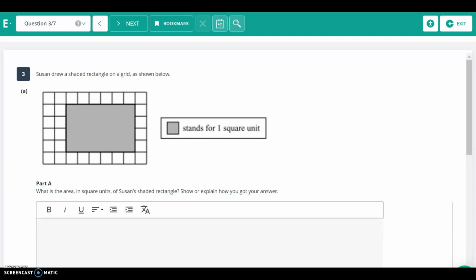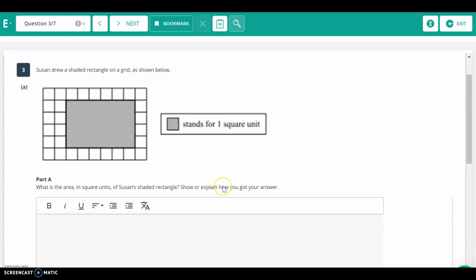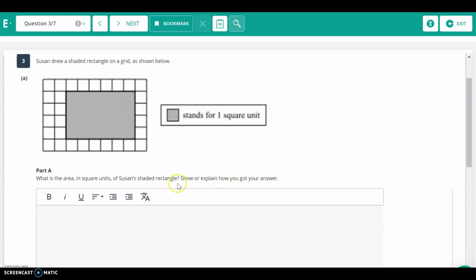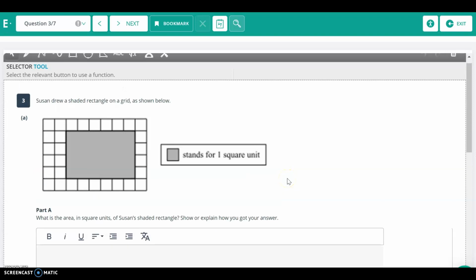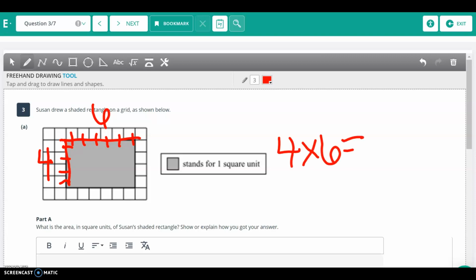Susan drew a shaded rectangle on a grid, as shown below. What is the area in square units of Susan's shaded rectangle? Show or explain how you got the answer. So we're going to show our work. First, I need to find the length, and I can do that by counting these square units. 1, 2, 3, 4. Then I can count the width. 1, 2, 3, 4, 5, 6. And then to find the area, I multiply the length times the width.